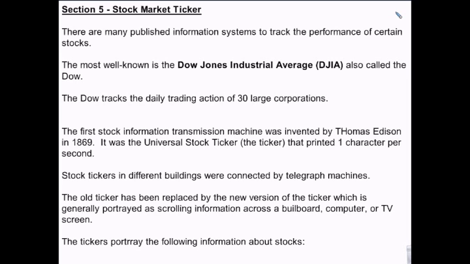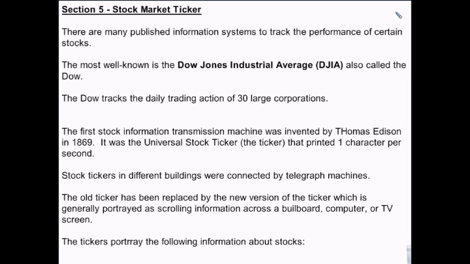So the first stock information transmission machine was invented by Thomas Edison in 1869. So that's how old the stock market is. It's actually older than that. But he invented the first transmission machine, and it was called the Universal Stock Ticker. And it ticked. That's why it's called a ticker, because it was kind of like a typewriter with a piece of paper tape, and they would type one character per second. So it'd be like tick, tick, tick, on a little tiny tape.